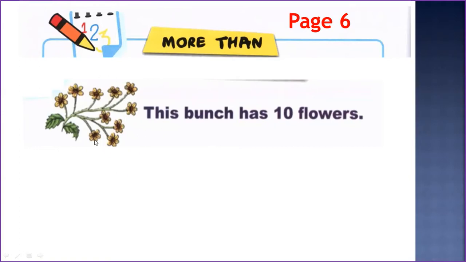Okay, count. 1 2 3 4 5 6 7 8 9 10. Again count. 1 2 3 4 5 6 7 8 9 10. Yes, there are 10 flowers in this bunch. This is a bunch of 10 flowers. Read this. This bunch has 10 flowers. How many flowers in this bunch? Tell me. 10 flowers. Good.